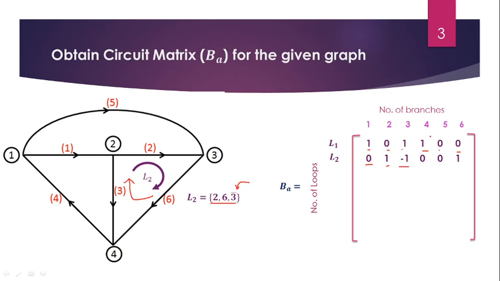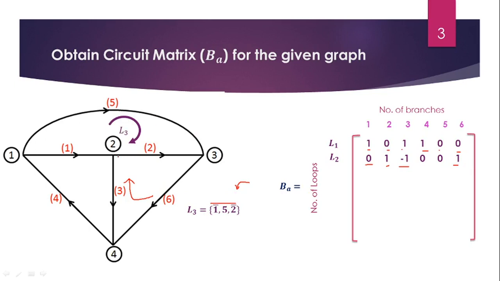So that is -1. Branch 4 not associated. Branch 5 not associated. Branch 6 is part of loop 2, so that's why we can write it, and again it is in the same direction. So we can take it 1.